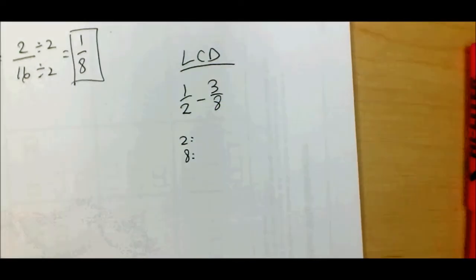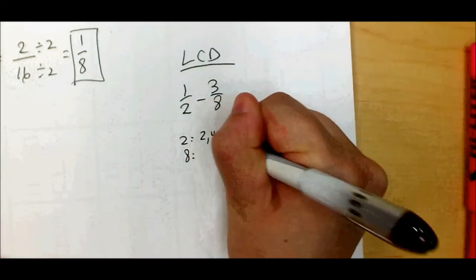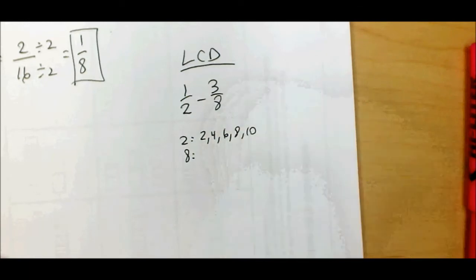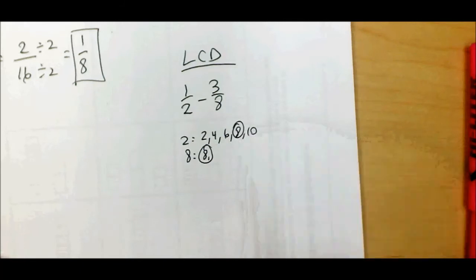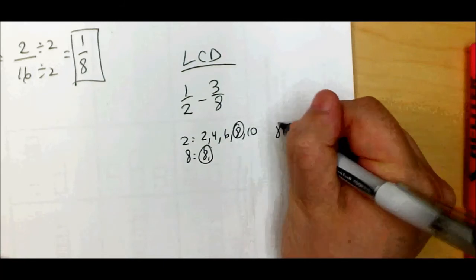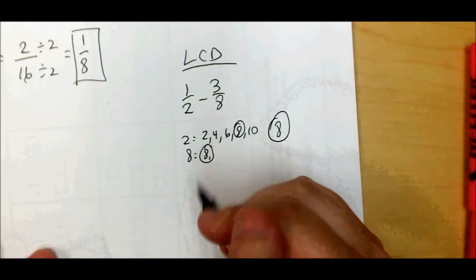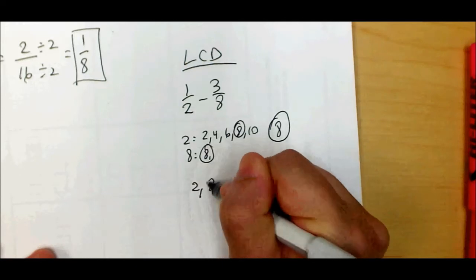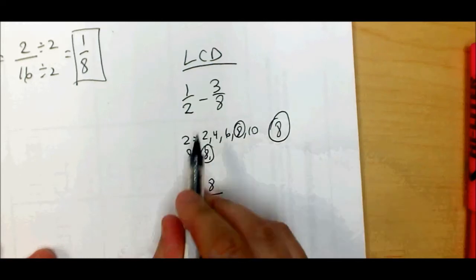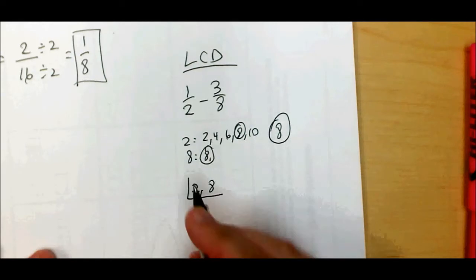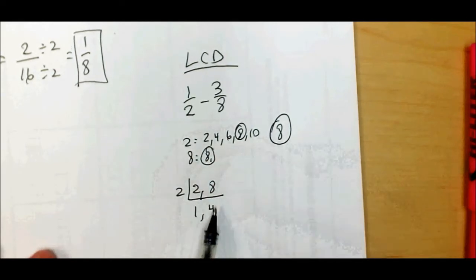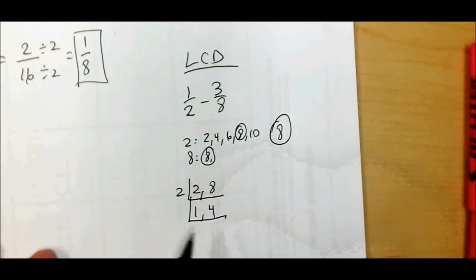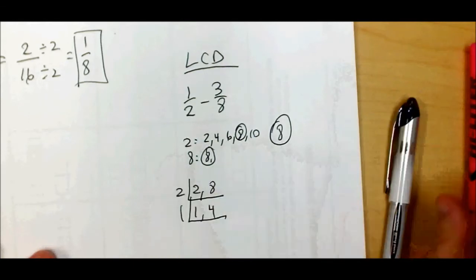multiples and see which ones they have in common. 2, 4, 6, 8, 10, and then 8. Oh, 8. 8 is the least common denominator. Or I could use the ladder method. 2 and 8 are my denominators. I put them in this bracket. They're both divisible by 2. 2 divided by 2 is 1. 8 divided by 2 is 4. 1 and 4 are only divisible by 1.